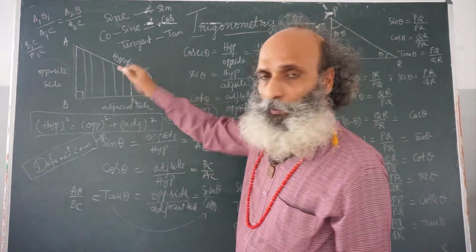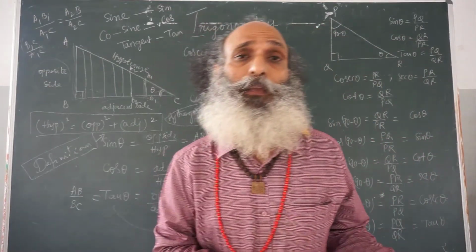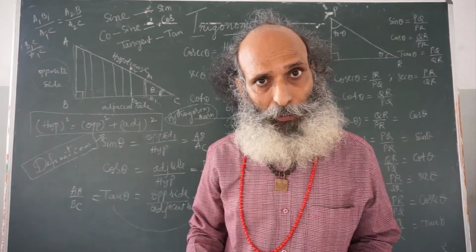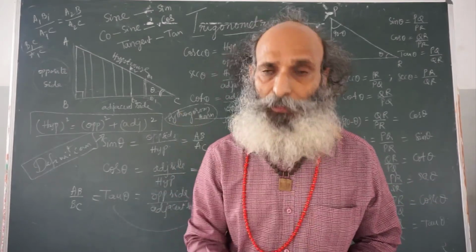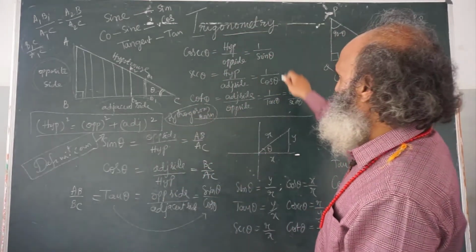The triangle is not important. The triangle can be PQR. The triangle can be XYZ. The triangle can be DEF. So what is the name of the triangle is not important. What is opposite, what is adjacent, what is hypotenuse. So, therefore, the basic definitions must be remembered like this.